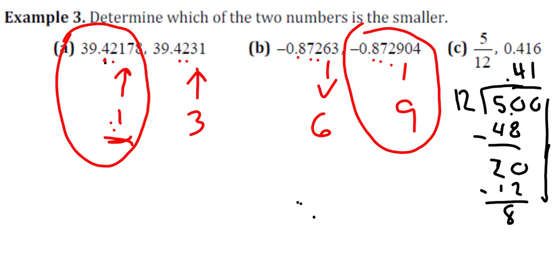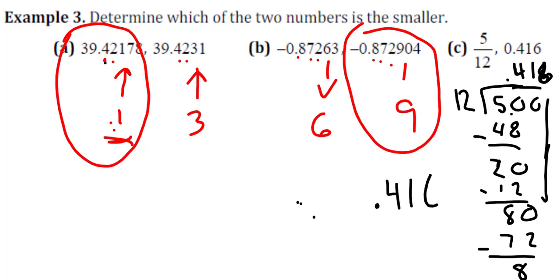All right. So now you say, well, 80. How many times does 12 go into 80? Looks like 6. So we're going to multiply. That's a 6. I am very sorry for the horrible handwriting. So it's 72. So when we subtract this, we're going to get 8 again. So that means we're just going to keep getting 6 over and over again. So this is 0.416, where the 6 repeats forever.